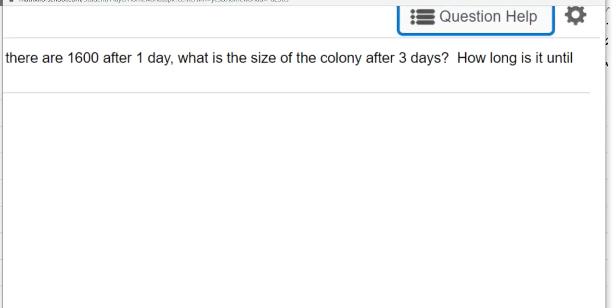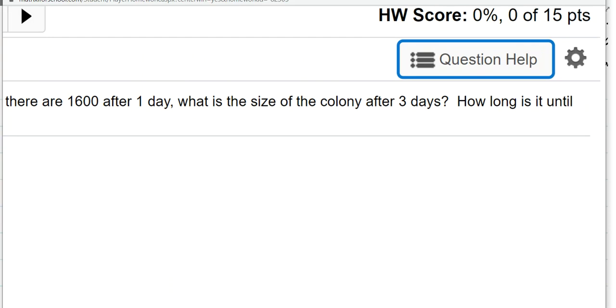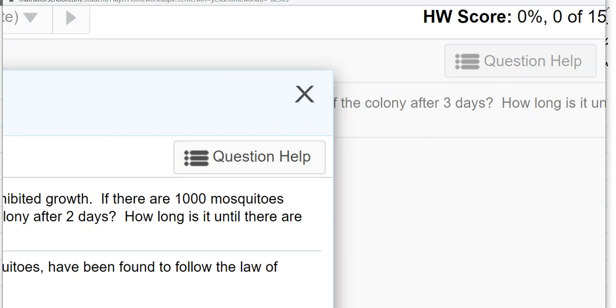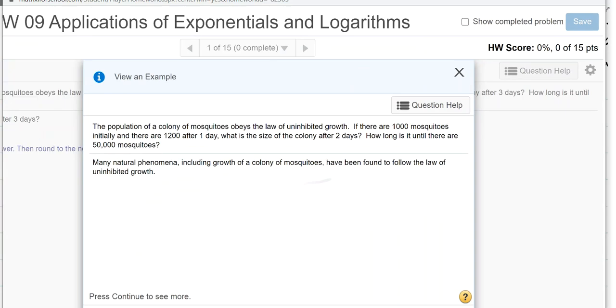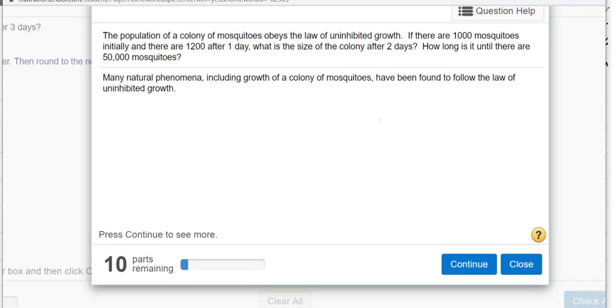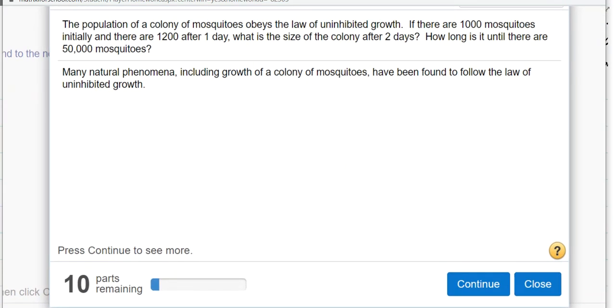So first off, let me just jump in here. If you're completely lost, you may jump into the question help and either ask to help me solve this or view an example. I think most students choose to view an example because when they view that, they can complete the example off to the side and use that as a template to complete their problem on their particular set, which is fine. I think you can learn from that too.